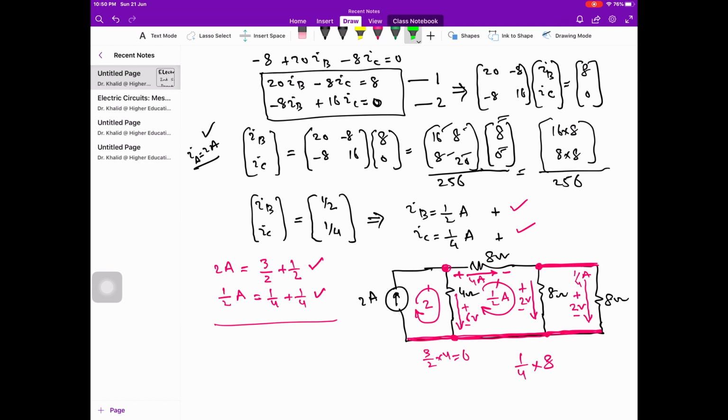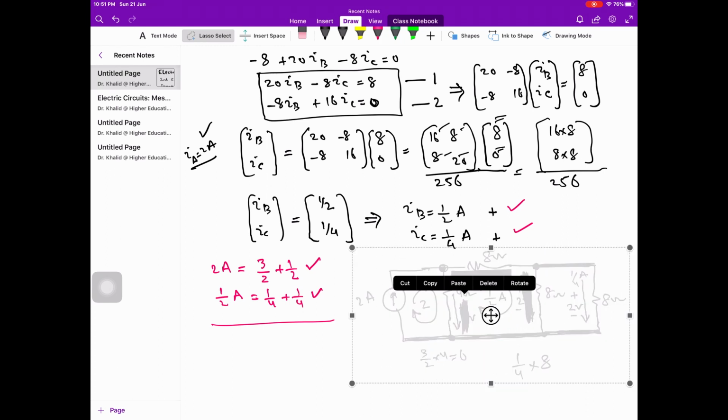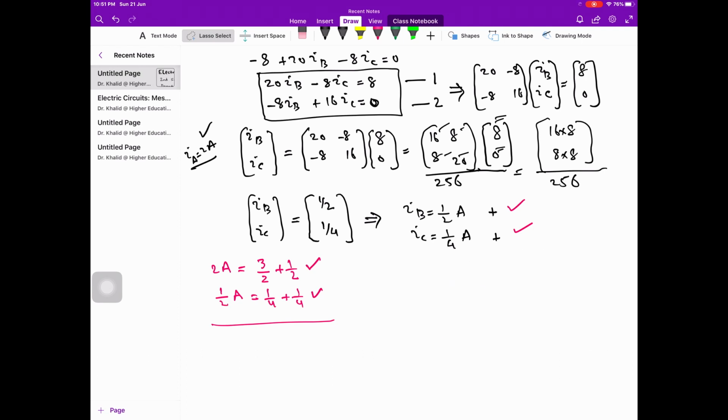Now if we move around the middle loop or mesh, this is a voltage drop, this is a voltage drop, the voltage drop is 4 volt, the voltage drop is 2 volt, and this is a voltage rise, this is 6. So voltage drop 4 plus 2 must be equal to 6. So we can verify. I wanted to give you a little explanation that whenever you calculate values of currents or voltages, you can verify your answer quickly.